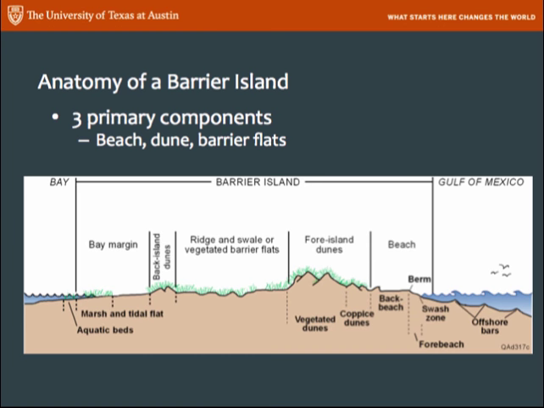So what exactly makes up a barrier island? Well, we talk about three main components: the beach, the dunes, and the barrier flats. All are really critical to maintaining a stable island.